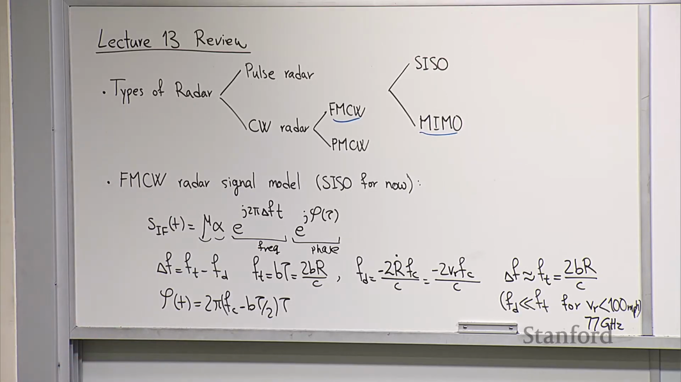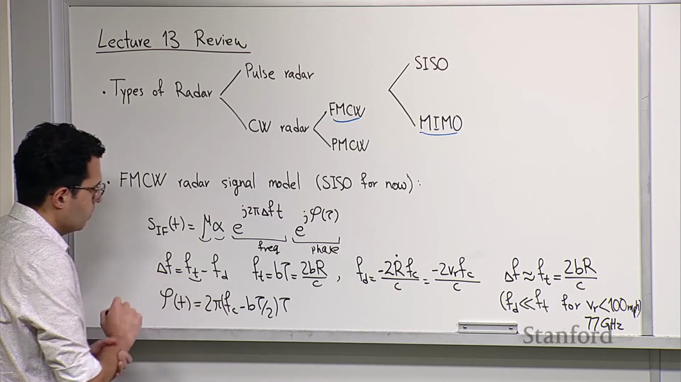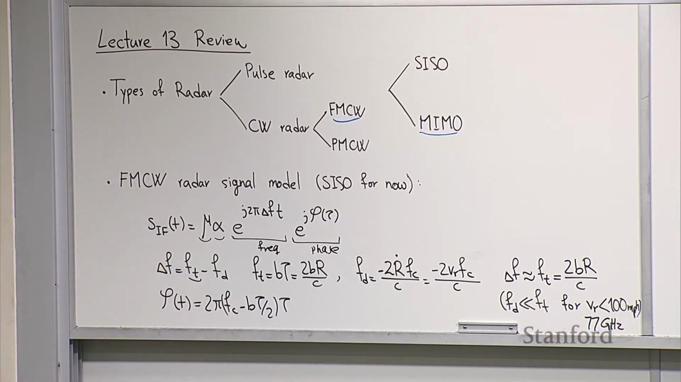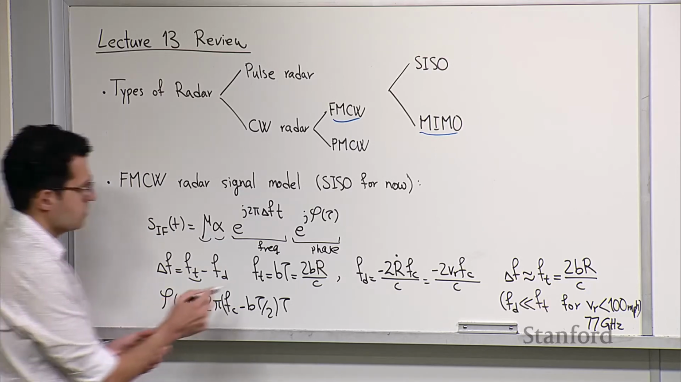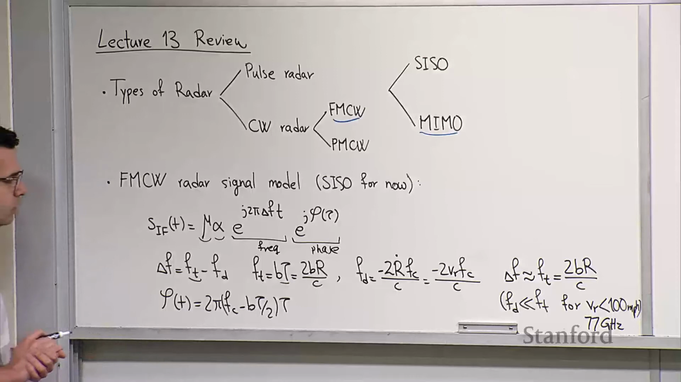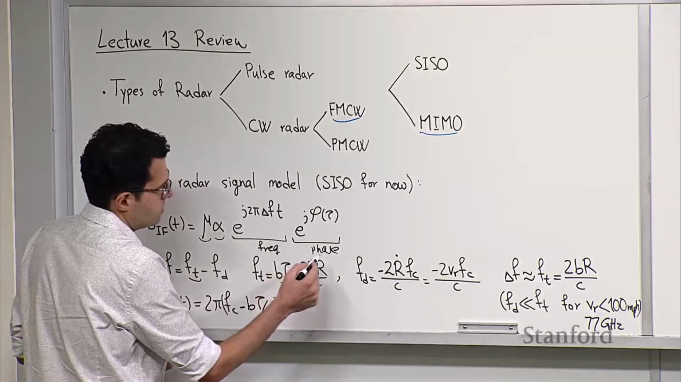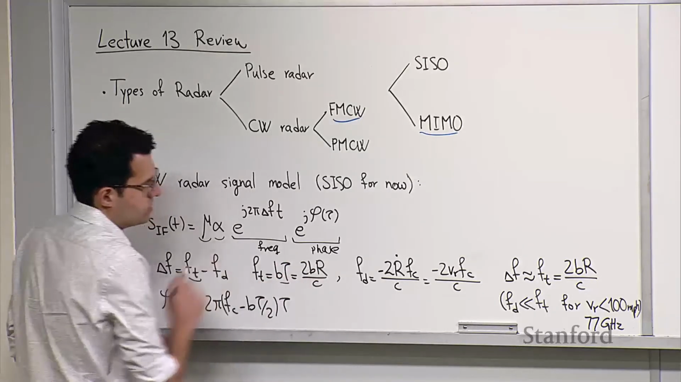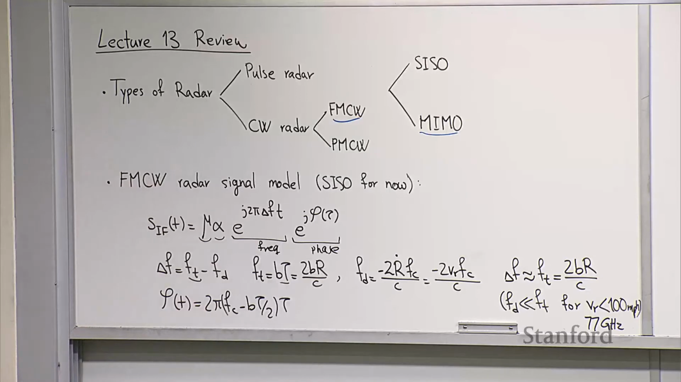So what is specifically delta f? We showed that there are two things contributing to the frequency of the IF signal. There's f sub t, which is proportional to range. f sub t is your slew rate times the round trip delay, or time of flight tau, which becomes equal to 2 times the slew rate times the target range divided by the speed of light. So that's the first term.